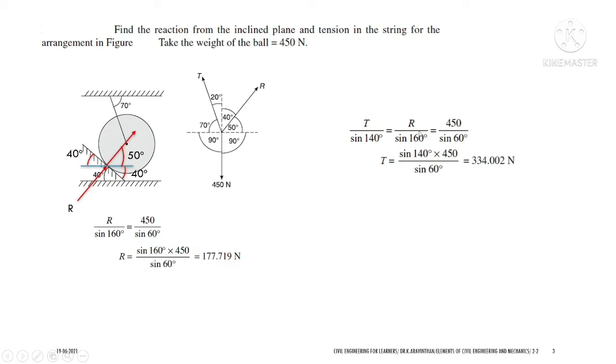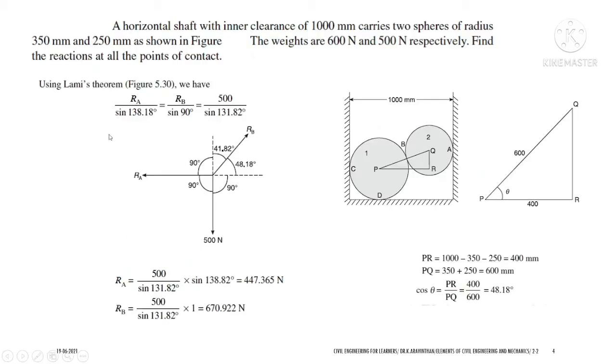So if you need T and R, you can find them separately. If you need T, it is 450 into sine 140 divided by sine 60. And if you need R, you can take 450 by sine 60 into sine 160 degrees. And R and T are found here. T will be 334.02 Newton and R will be 177.719 Newton. Yes, let us take the next problem.